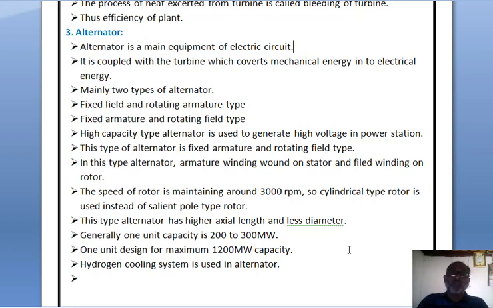Now the maximum, 1200 megawatt capacity, is designed for one unit. Due to this, some losses occur in the winding, which generates heat. For that, a hydrogen cooling system is used in the alternator.